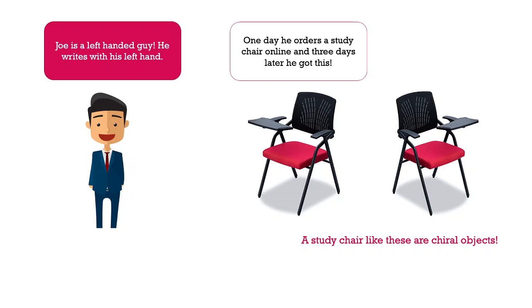What do I mean by chiral? Let's go into it. An object is called chiral if its mirror image is non-superimposable on it. So to understand chirality, we need to understand what is the meaning of mirror image and what is the meaning of non-superimposability. And the word chiral is derived from the Greek word for hand, which is chir.